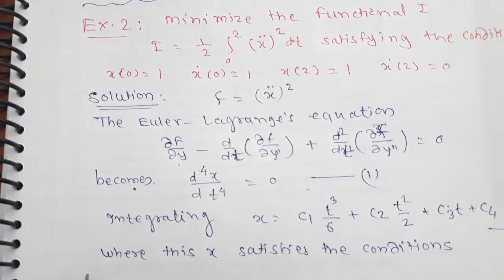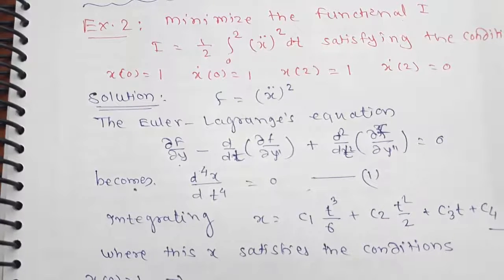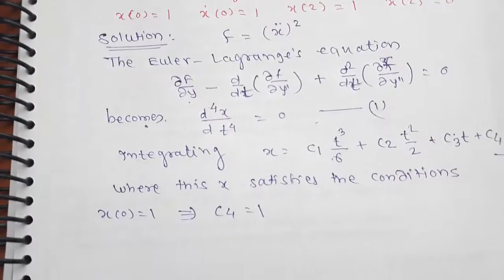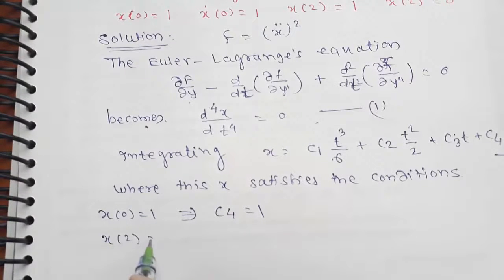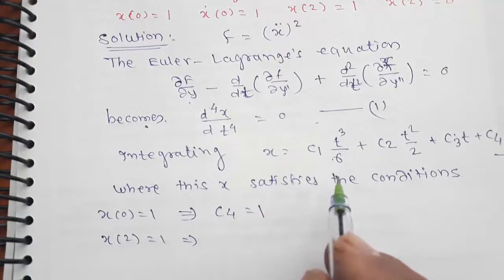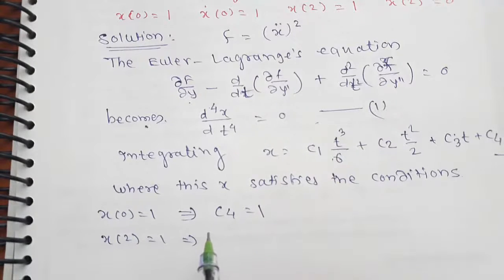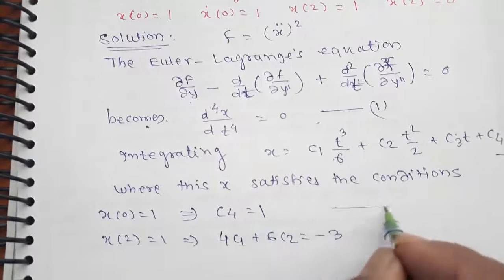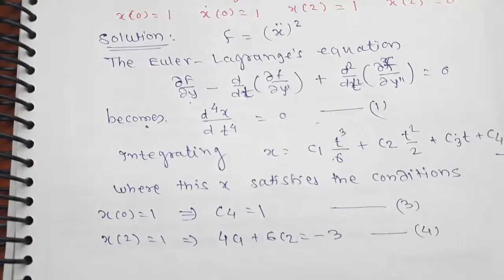X at 0 equal to 1, this implies c1 into 0 plus c2 into 0 plus c3 into 0 plus c4, that means c4 equal to 1. X at 2 equal to 1, this implies 4c1 plus 6c2 equal to minus 3. This is equation 3, this is equation 4.